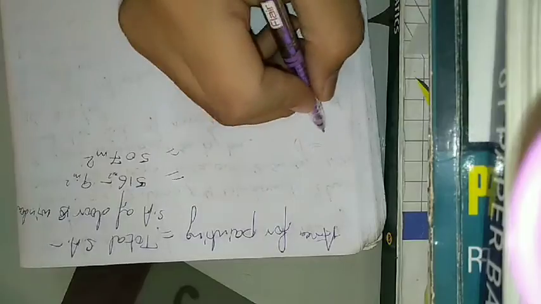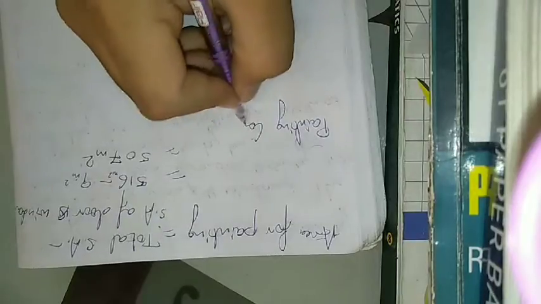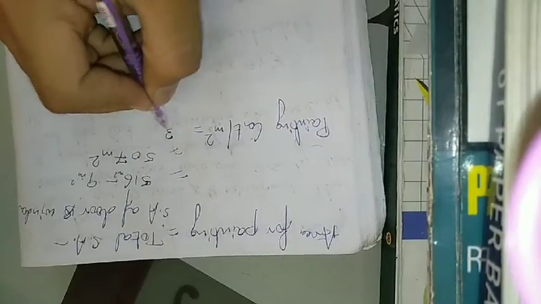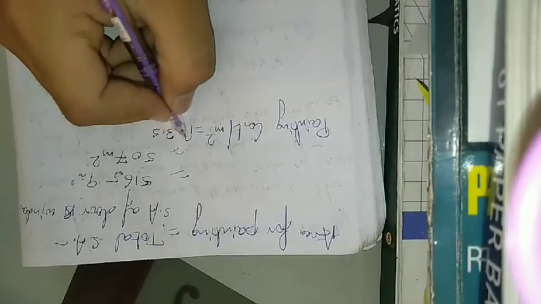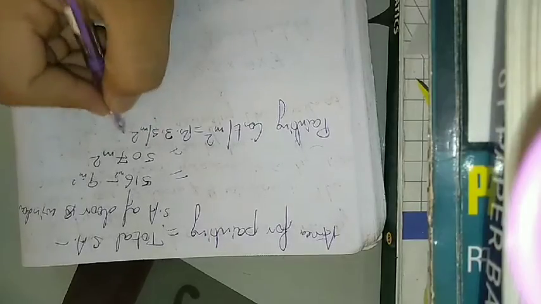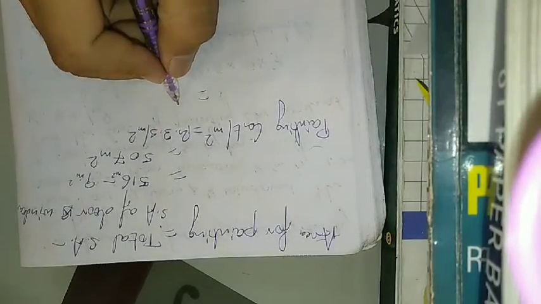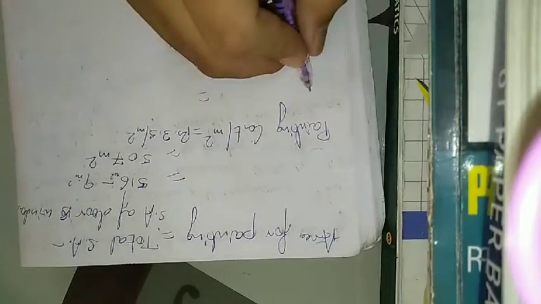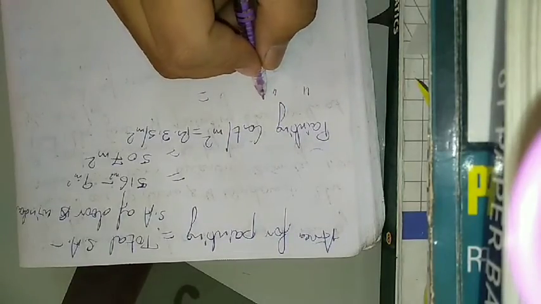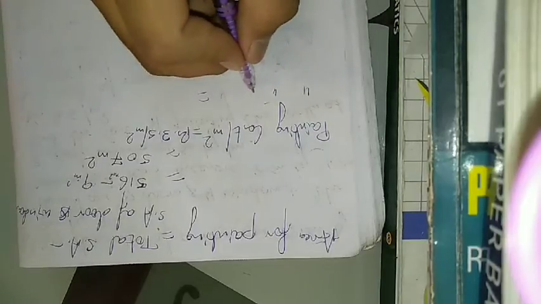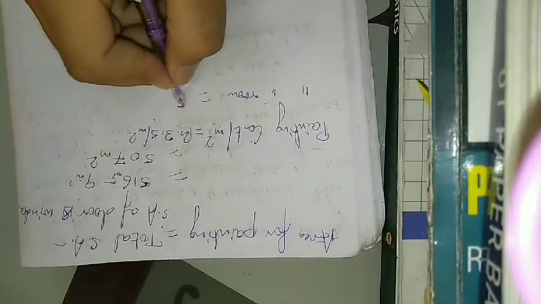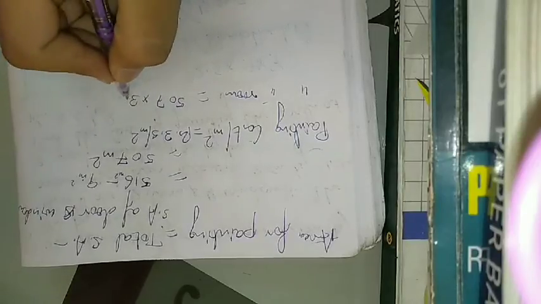Now we want the cost. So painting cost per meter square is equal to rupees 3.5 per meter square. So the painting cost of the room is equal to 507 into 3.5.